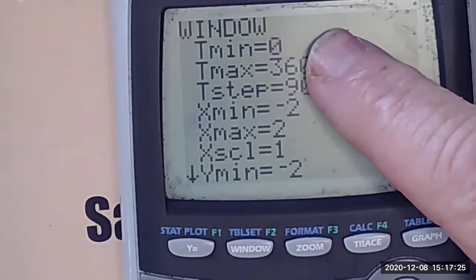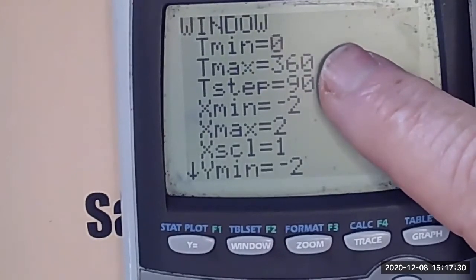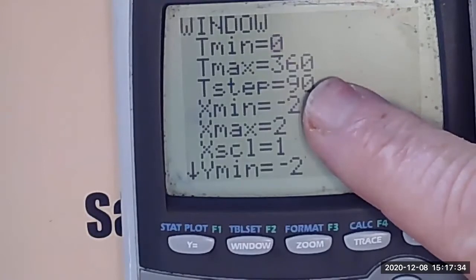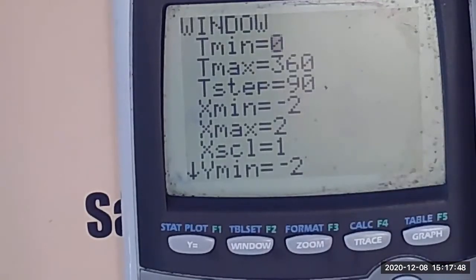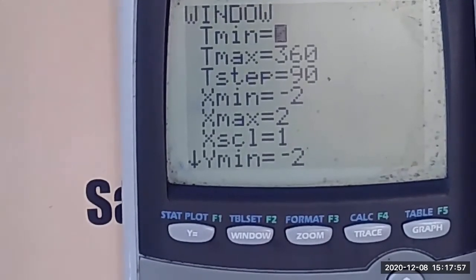So cosine of 0 is 1 and sine of 0 is 0. It's going to plot 1, 0. Then it's going to jump by 90 degrees. So then cosine of 90 is 0 and sine of 90 is 1. So it's going to plot 5 dots and connect the dots. What image do you think it's going to produce? So will it be a circle with 5 dots or not? And if it's not a circle, what image do you think it might be?